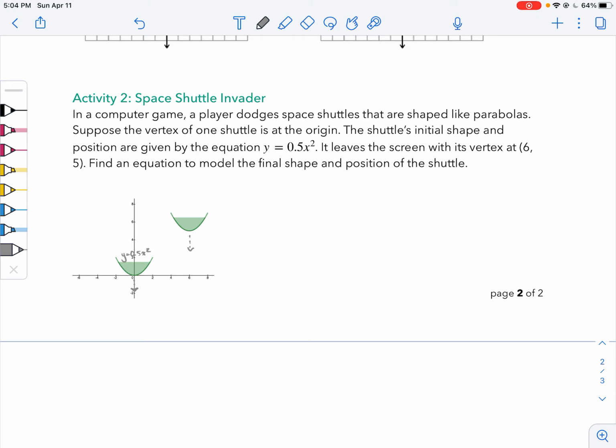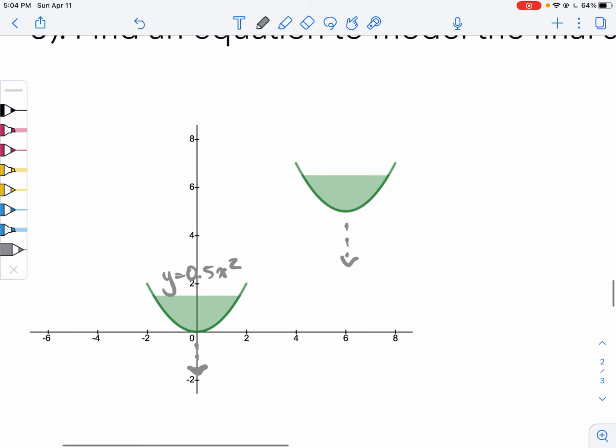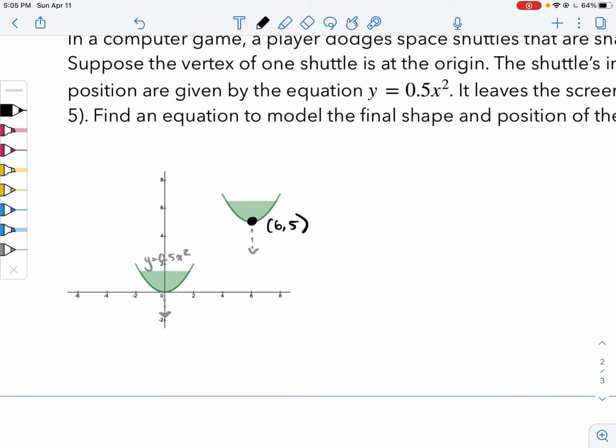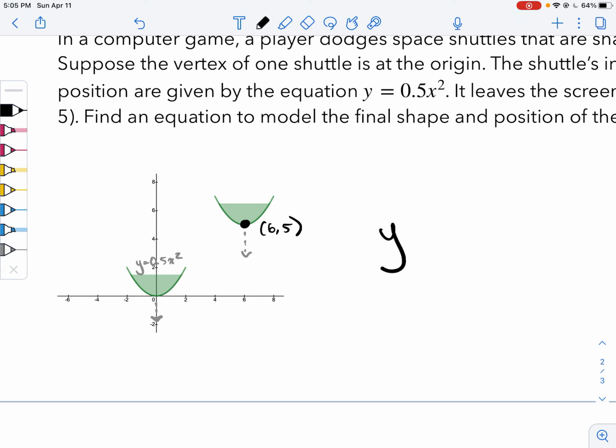It leaves the screen with its vertex at 6, 5. So it's a vertex right here, a point over 6, up 5. Find an equation to model the final shape and position of the shuttle. That means we're starting out with y equals 0.5x squared.